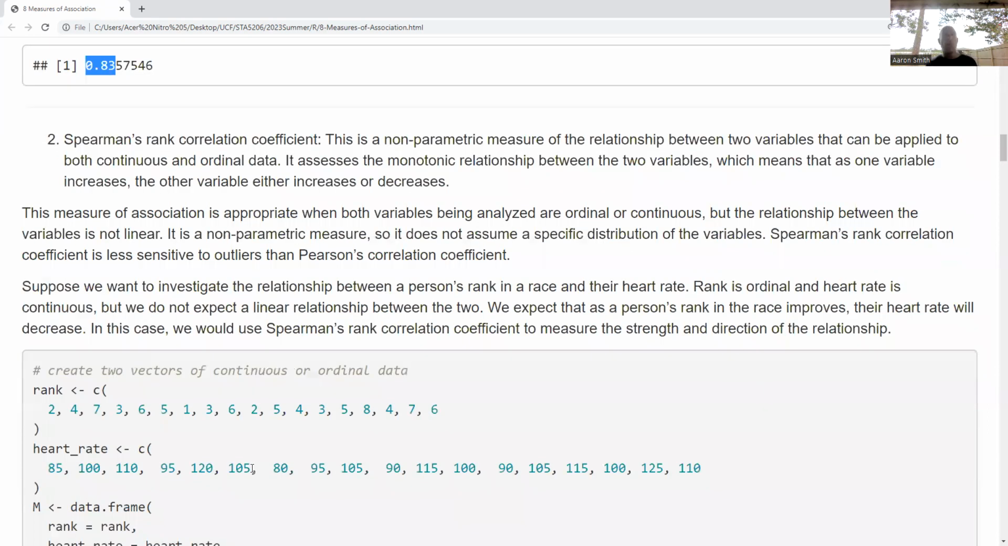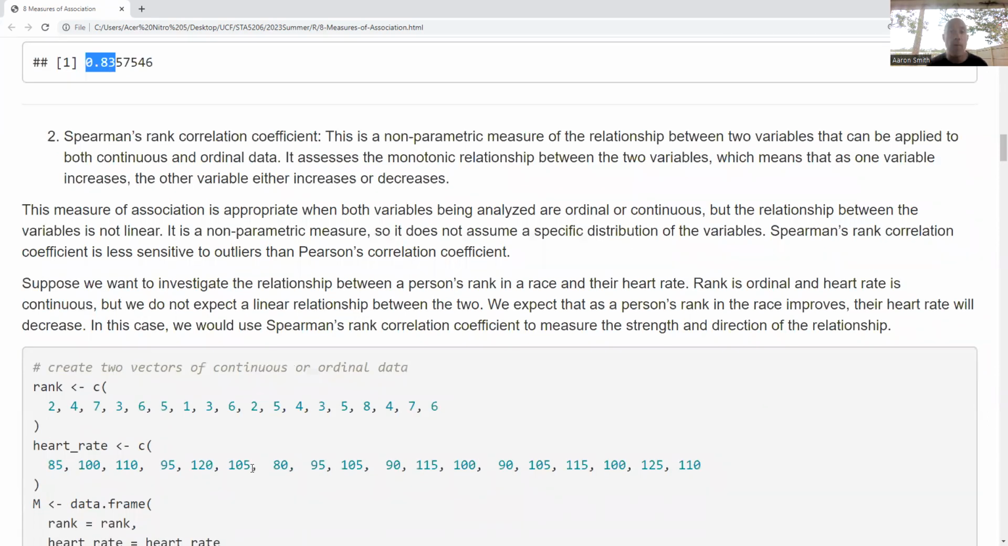Now, the next one is Spearman's rank correlation coefficient. This is a non-parametric measure of the relationship between two variables that can be applied to both continuous and ordinal data. It assesses the monotonic relationship between two variables, which means that as one variable increases, the other variable either increases or decreases. All right, so there's some things going on here.